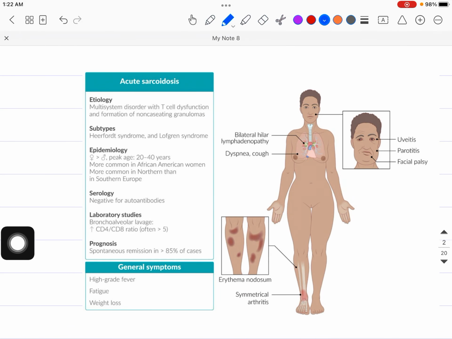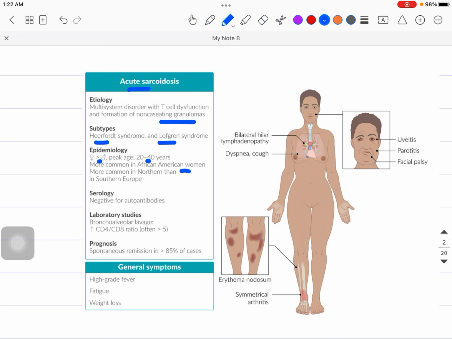So in acute sarcoidosis, etiology, I told you, is a multiple system disorder, as you can see over here, right, with T cell dysfunction, and non-caseating granuloma will be formed. We have talked about that, right? Two subtypes are there. One is Heerfordt syndrome and another one is Löfgren syndrome. We'll talk about it. Now epidemiology, as you can see, female more than male, peak age 20 to 40 years, African American women. Okay, so we have talked about all of that.